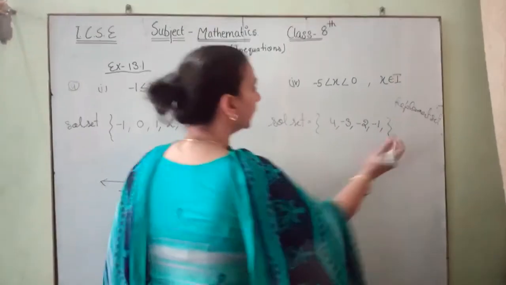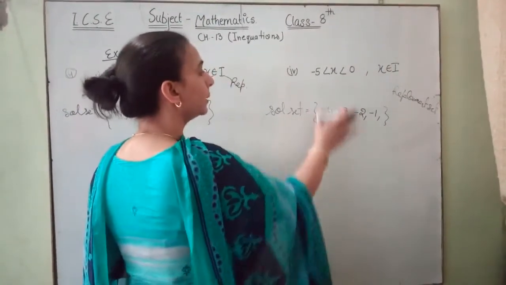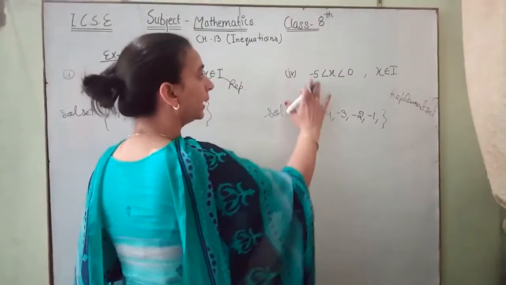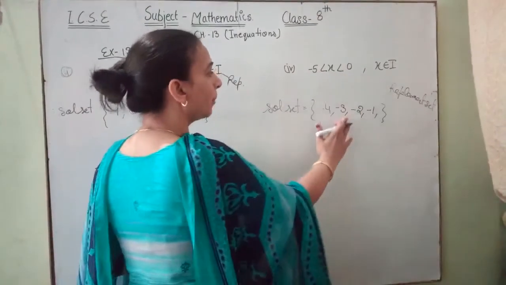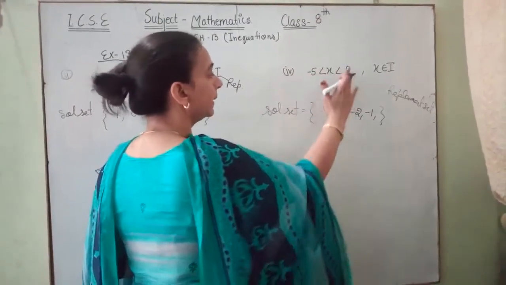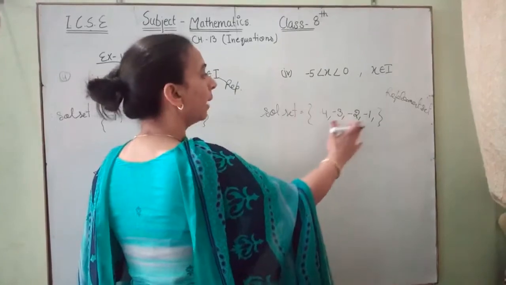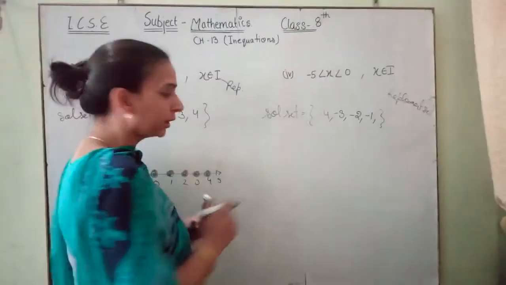Okay student. Then there are total 4 elements in this solution set: -4, -3, -2 and -1. This is the solution set.